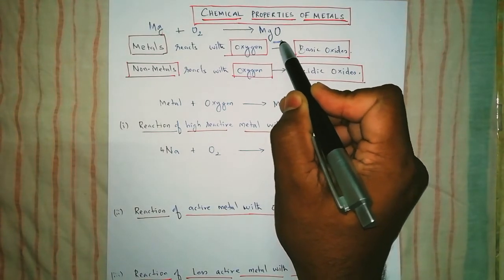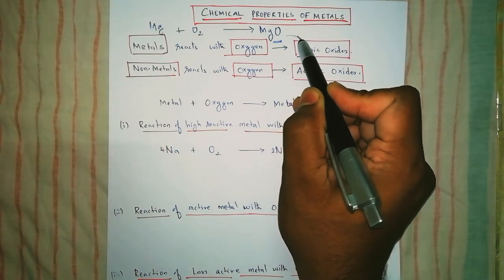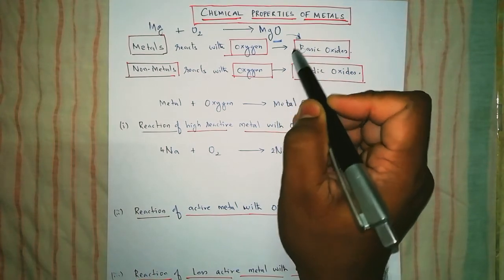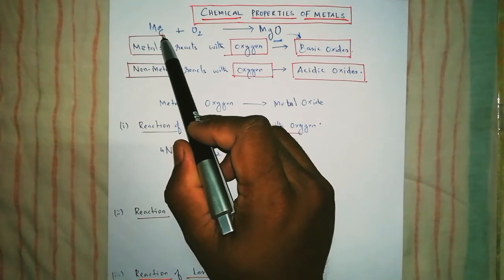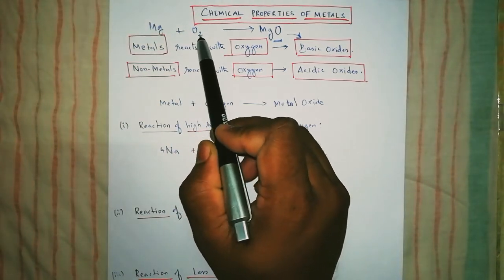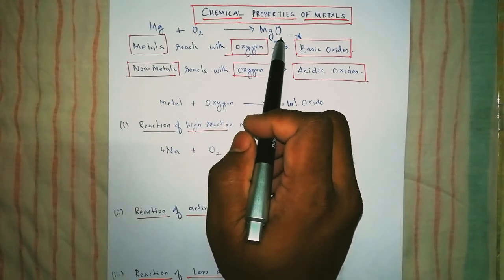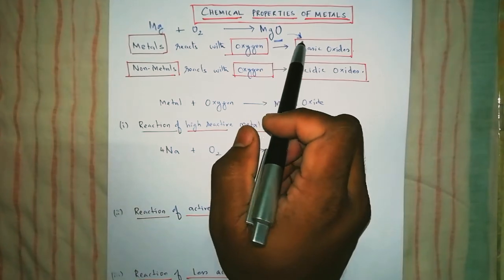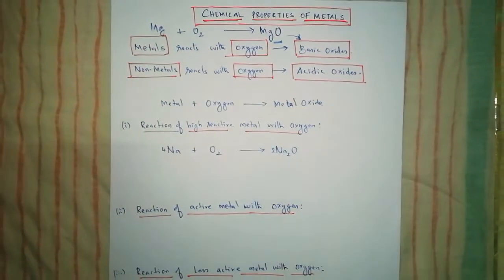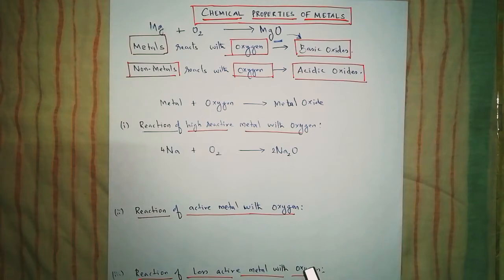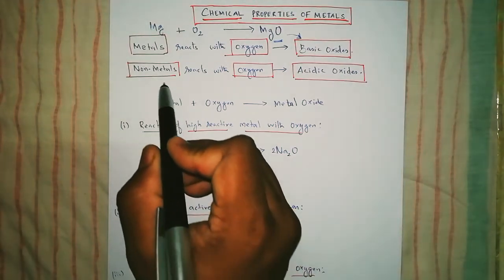And this magnesium oxide is basic in nature. You have to keep it in your mind. Whenever a metal reacts with oxygen, it gives metal oxide, and that metal oxide is always basic in nature. Understood? Okay, let me come back to this non-metal.